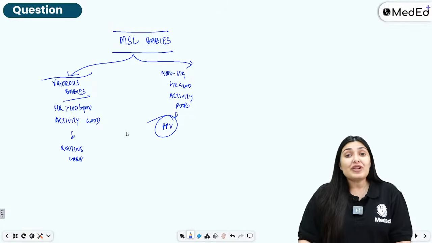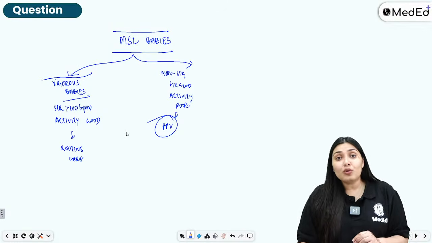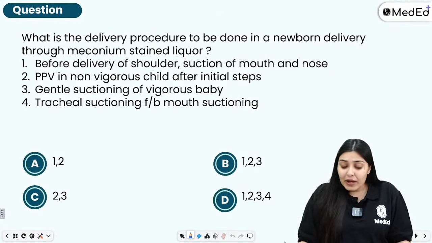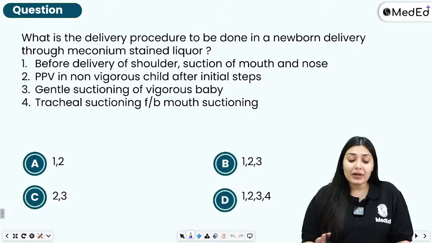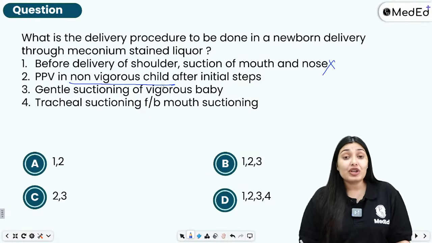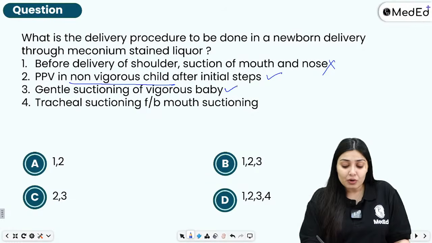So no special thing is done nowadays. No tracheal suctioning is to be done, no additional suctioning, no routine suctioning has to be done. Right? So let's look at these options. Before delivery, suction of the mouth and nose: not recommended. PPV in a non-vigorous child after initial steps: true. Gentle suctioning of the vigorous baby: if suctioning is required, then we do it, otherwise not.